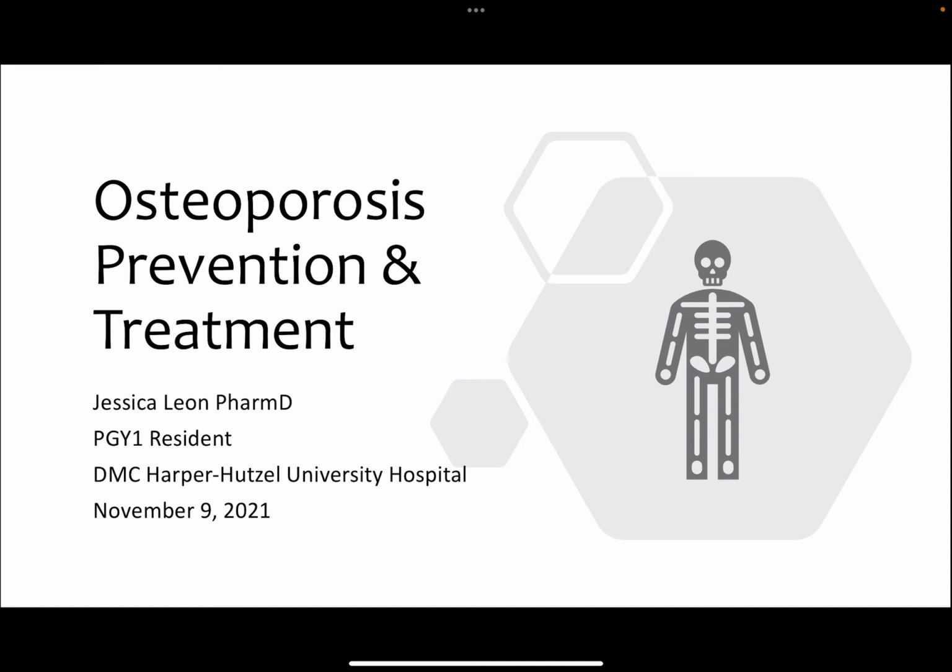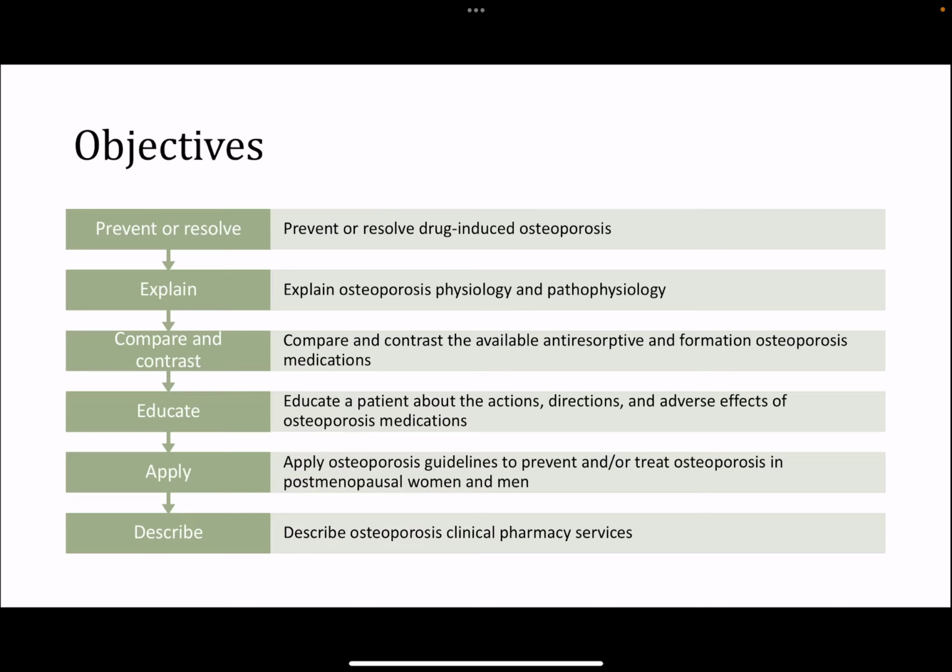I'm a PGY1 resident at Harper Hartsel University Hospital, and I'm going to be teaching you about osteoporosis prevention and treatment. Try not to be overwhelmed by the number of slides. I'm going to try my best to highlight the most important things that you need to know. Just keep in mind the objectives as you go through the learning material, kind of keeping in mind the big picture, but also trying to remember the specific things of drugs that may be tailored more for a certain population.